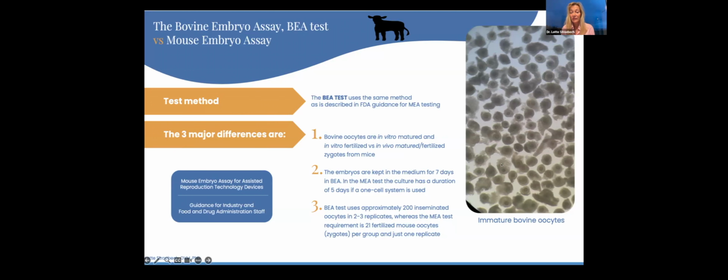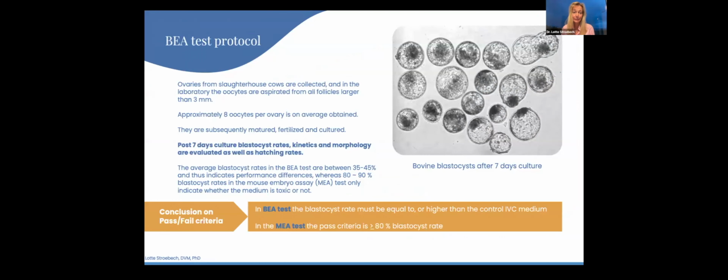And here are immature bovine oocytes obtained from the slaughterhouse for a BEA assay. So the BEA test protocol is that you collect ovaries from slaughterhouse cows, and then in the laboratory, the oocytes are aspirated from all follicles larger than 3 millimeters. You get approximately 8 oocytes per ovary. They are subsequently matured, fertilized, and cultured. And post 7 days of culture, blastocyst rates, kinetics and morphology are evaluated, as well as hatching rates. And I'll get into that system, how we do that, later on.